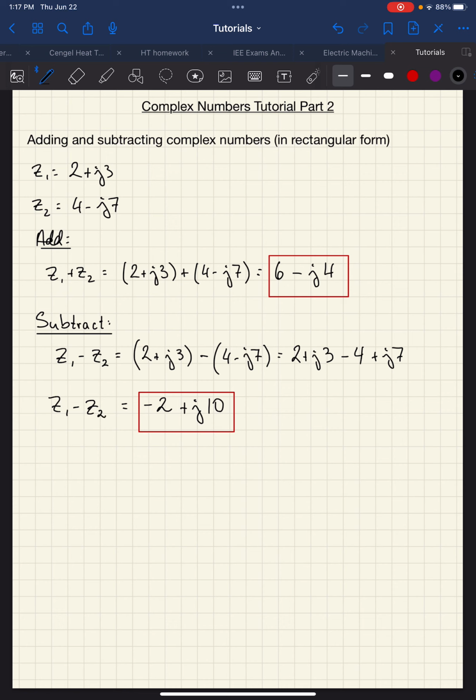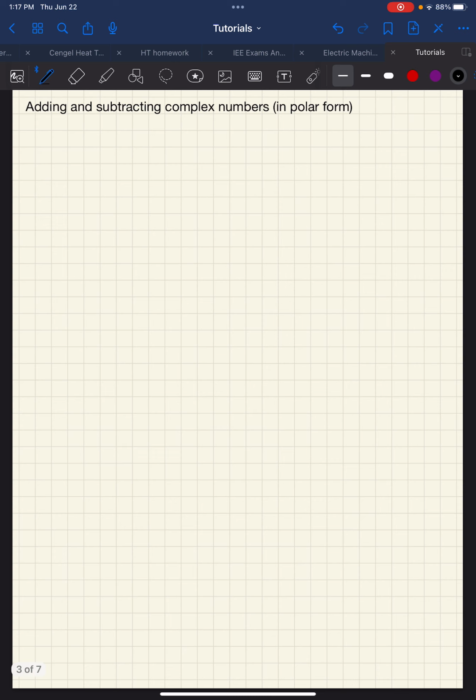Now, the challenge comes when you have complex numbers that are in polar form and you are asked to add or subtract them. That becomes more of a challenge. So now the next part is adding and subtracting complex numbers in polar form. Let's say that we're given two complex numbers, again, in polar form. Let's say the first one is 4 at an angle of 45, and the second one is 3 at an angle of minus 30. What you're going to need to do is convert these into rectangular form and then add and subtract them.